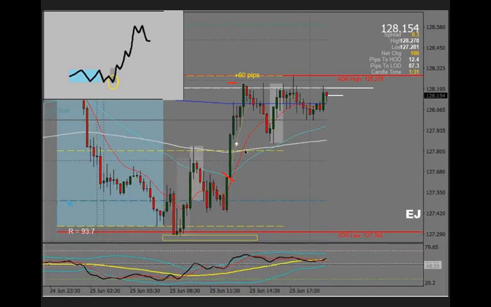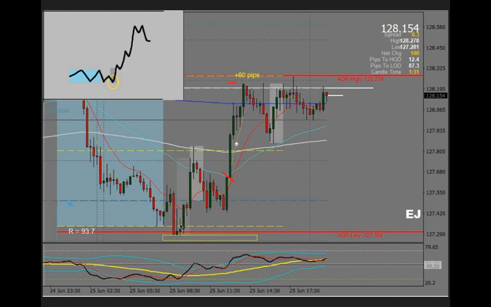All right. Next, we have EJ, all right? This is also a Type 2 example. So we have our Asian box, all right? Here's our fast move out of the box. Stop hunt creates the first leg. Here's the low of the day, all right? Set your low of the day down here.